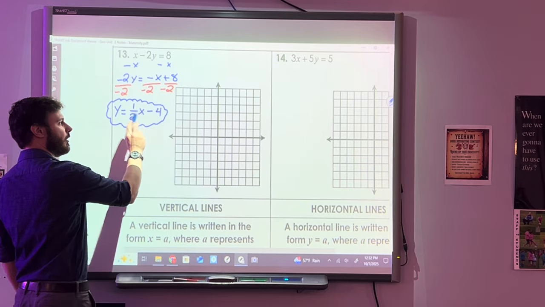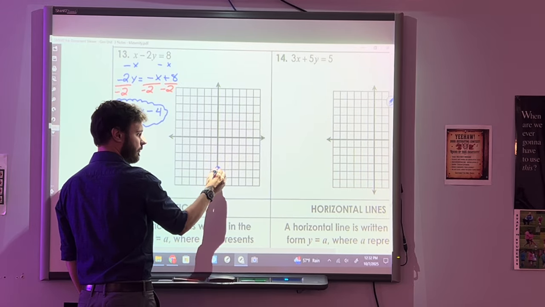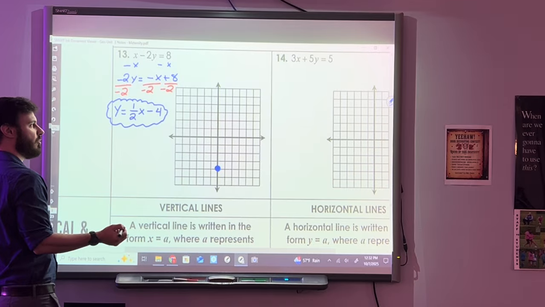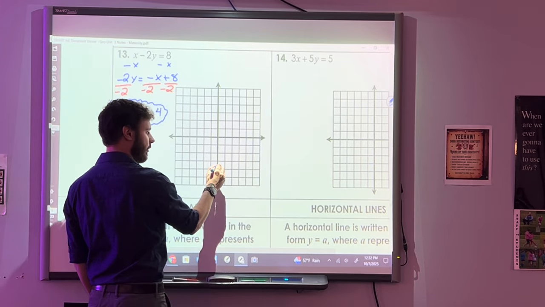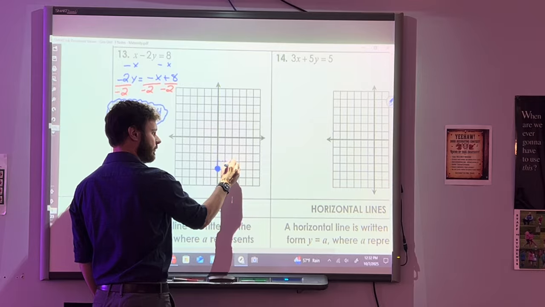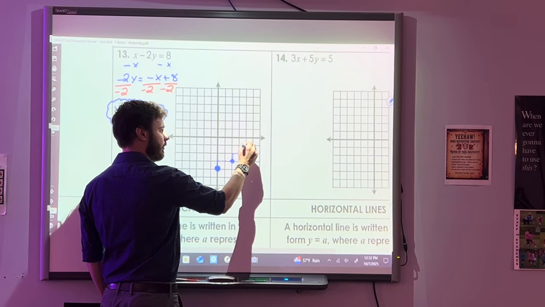This is where I start. This is where I go. I'm going to start at -4. And my slope is 1/2. That's going to be rising 1, running 2. Up 1, over 2. Up 1, over 2. Up 1, over 2.